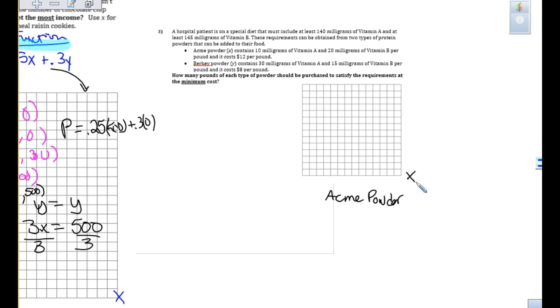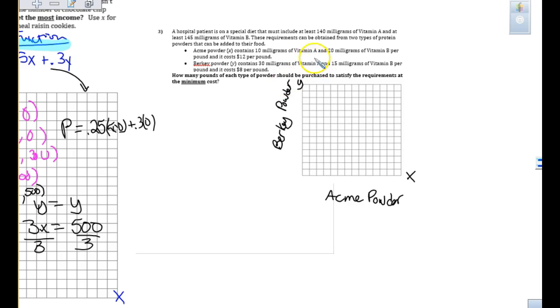That's like trying to help you figure out that objective function when we write. Keep going. $12 per pound. Herb pea powder Y contains 30 milligrams of vitamin A and 15 milligrams of vitamin D per pound and costs $8 per pound. How many pounds of each type of powder should be purchased to satisfy the requirements at the minimum cost?